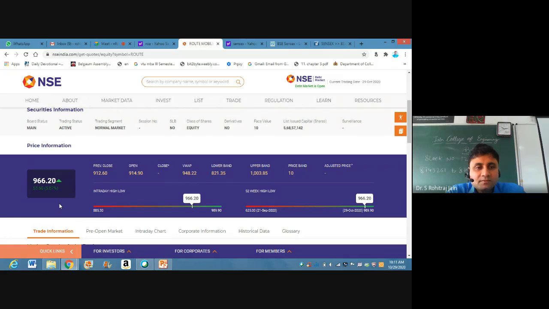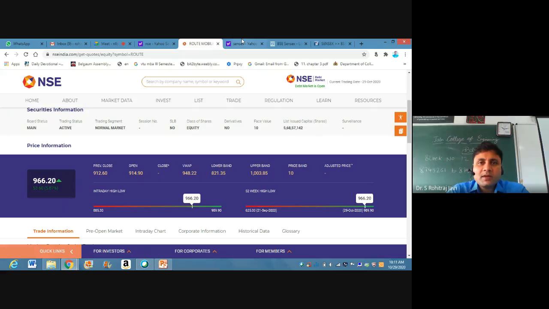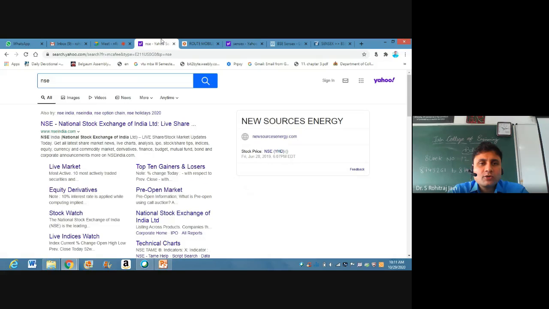So the stock is up by 53 rupees per share. That means if you would have taken a position in the opening or in the earlier session, you would have got 53 rupees profit per share. If you would have accumulated 100 shares, then 53 multiplied by 100 is how much? 5,300, like that. Okay. Now, this was about the market opening, today's opening.